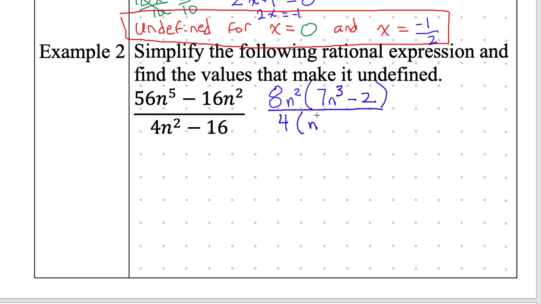n squared minus 4. There it is. And I could factor this even further if I wanted to, since this is a difference of squares. Even this is a difference of squares. We'll leave it like this for now. All right, so thank you, James. You can give yourself 50 XP.